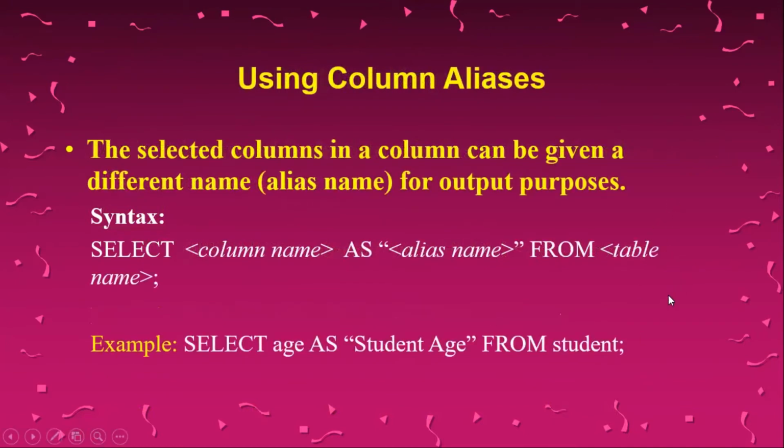When we are specifying a column, the column output will be as what we have given here. Suppose I want to give an alias, an alternate or different name, for output purposes, so that the heading of the column is displayed as a different name while displaying the output. I can use column aliases. For that we will be using the AS operator or AS clause.